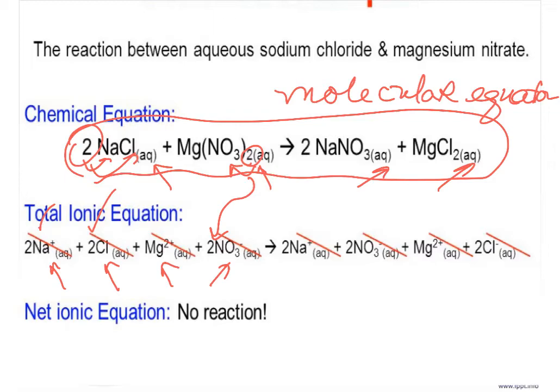All right, so then of course you're going to cross out the spectator ions, so everything that's crossed out is spectator. Now look what happens. Since there was no precipitate, there was no product made that is insoluble, that means there's no reaction, there's no change.